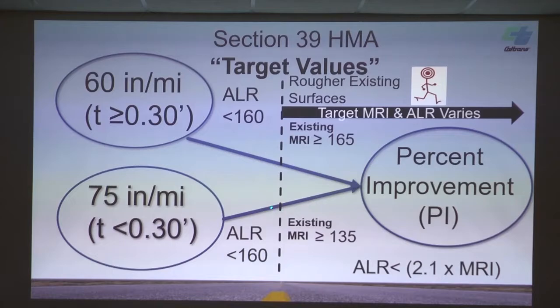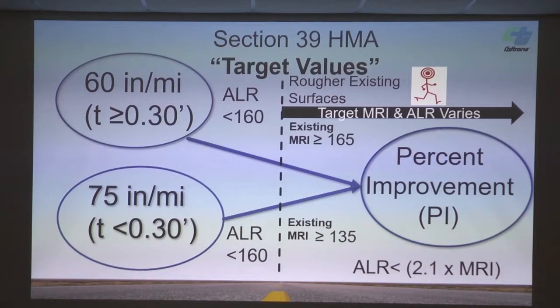So in the past, we had the ALR requirement. That was the localized roughness requirement. That's the requirement for if it was a must grind. If we had an ALR that was over 160, we say you got to fix that bump. It's an isolated bump. You got to fix it. So if we go into percent improvement, now it's going to get adjusted up if it gets into the rougher pavement. So there's a higher threshold.